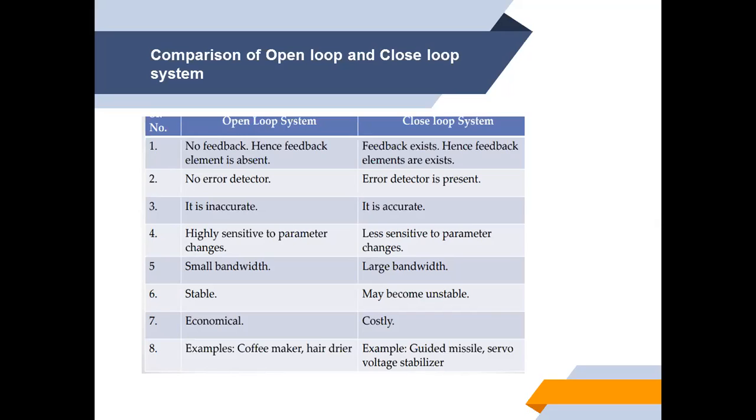Since the open loop system is inaccurate due to external disturbances, we can say that it is highly sensitive to parameter changes. If there are any parameter changes in temperature or noise or viscosity, the corrective measures do not take place since we don't have any feedback, so these are highly sensitive to parameter changes. Compared to that, the closed loop system is less sensitive to parameter changes. Open loop system has small bandwidth. Closed loop system, in comparison, has large bandwidth.